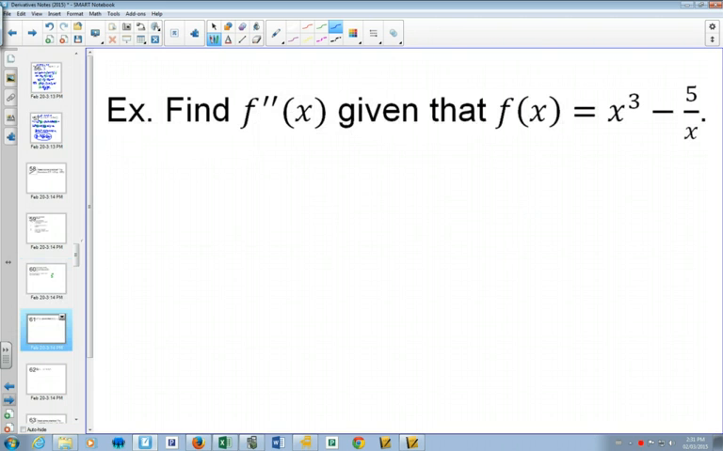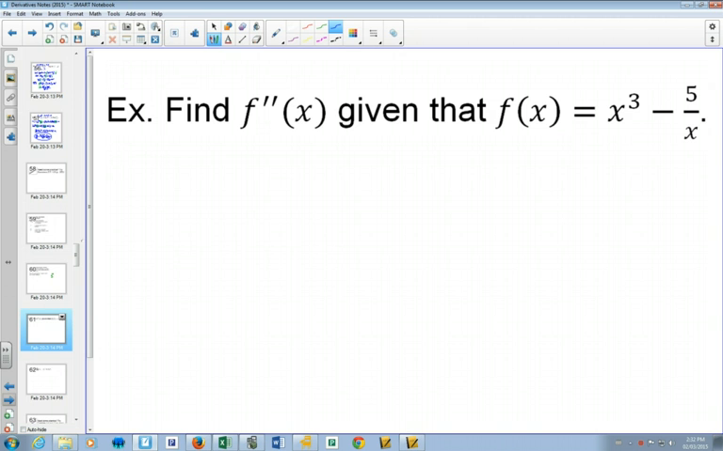All right, find the second derivative, given that f of x is x cubed minus 5 over x. Now this is a case where simplifying early, and simplifying it to something that you can do the derivative easy in, will make your life easier as you go along.